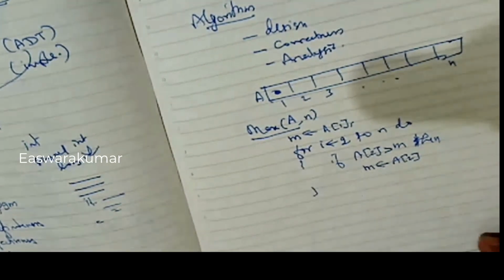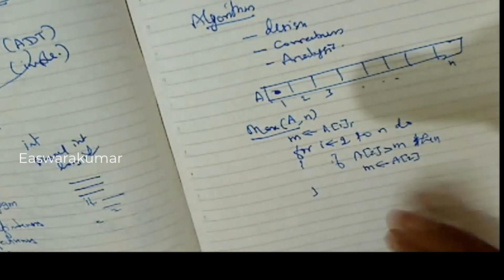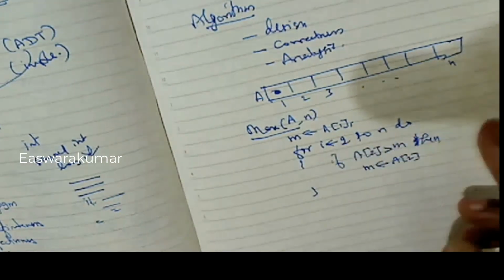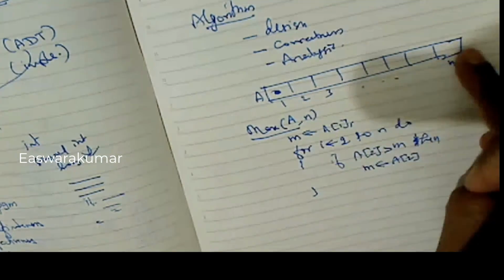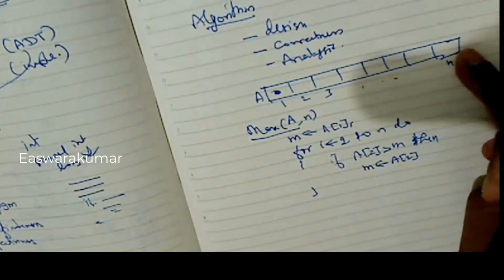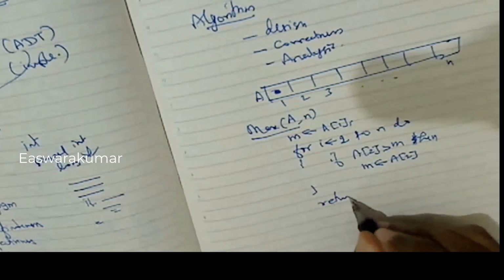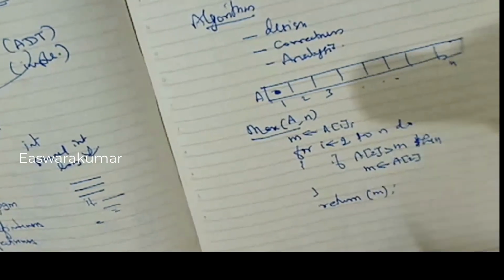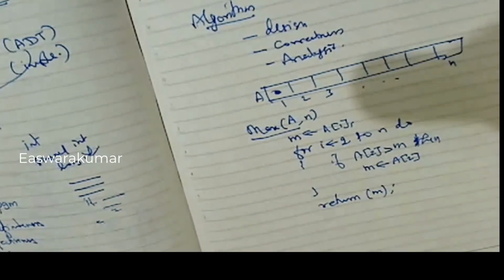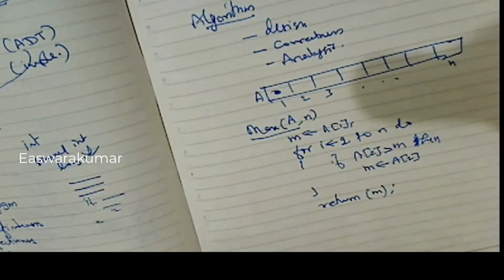And this will be continued. If the element is lesser, nothing will be carried out. So it will move to the next position. Once we reach the final position, whatever the largest value is, that will be available in m. And that value we will return. So this is our algorithm. So the design part is over.